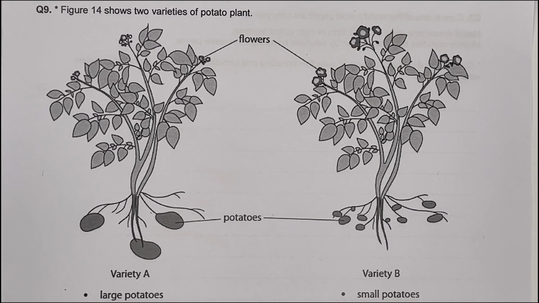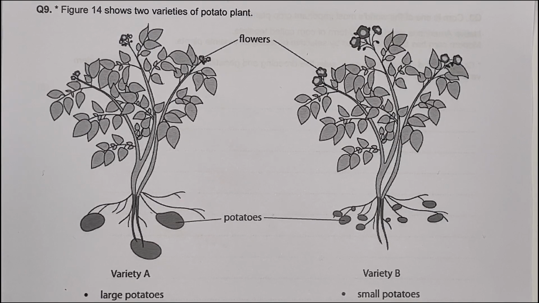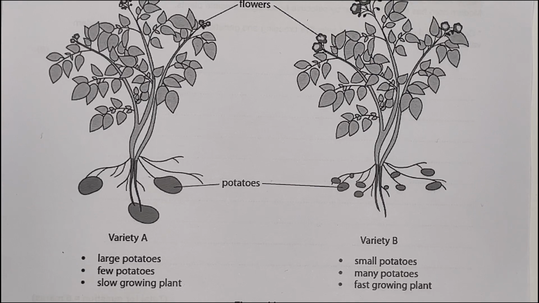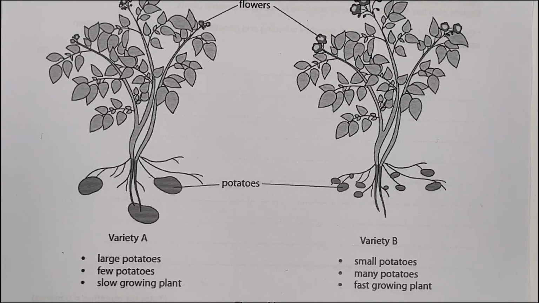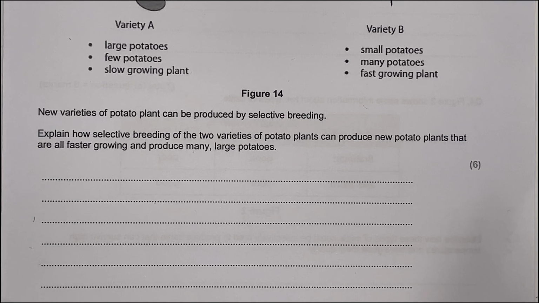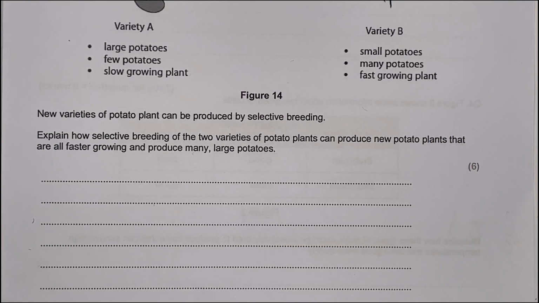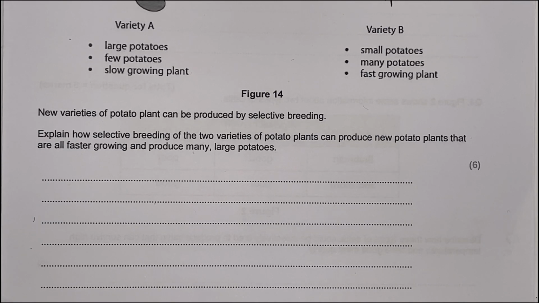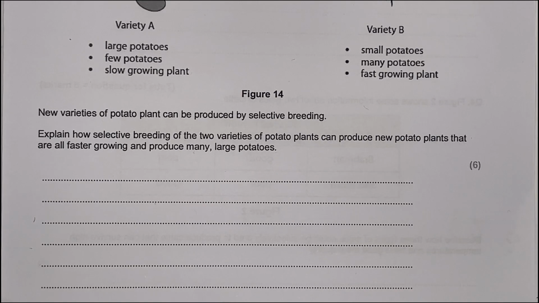Figure 14 shows two varieties of potato plant. Variety A: large potatoes, few potatoes, slow growing plant. Variety B: small potatoes, many potatoes, fast growing plant. New varieties of potato plants can be produced by selective breeding. Explain how selective breeding of the two varieties of potato can produce new potato plants that are all faster growing and producing many large potato.